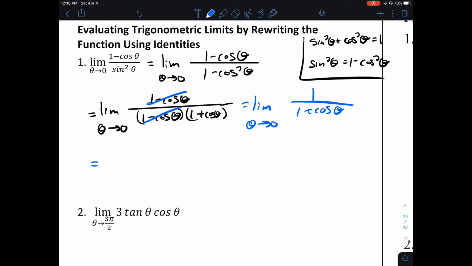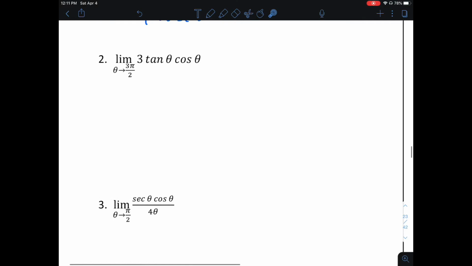We can use substitution now to figure this out. If we replace theta with 0, cosine of 0 is 1. So this becomes 1/2. Once again, the reason I know cosine of 0 is 1, 0 is on the positive x-axis, and there x, y, and r, x is 1, r is 1, 1 divided by 1 is 1.